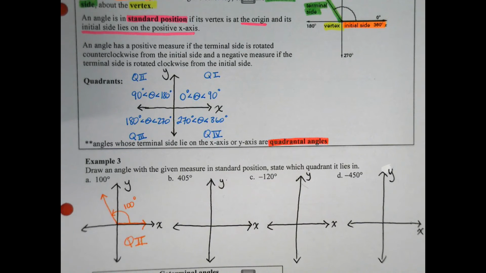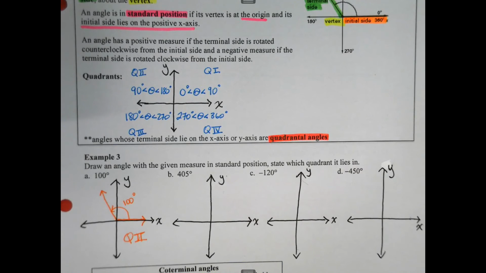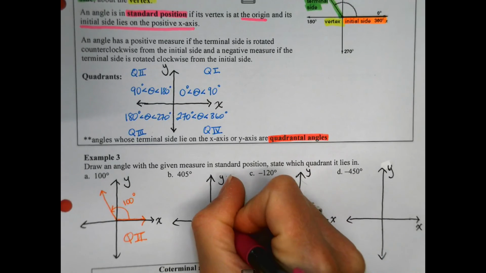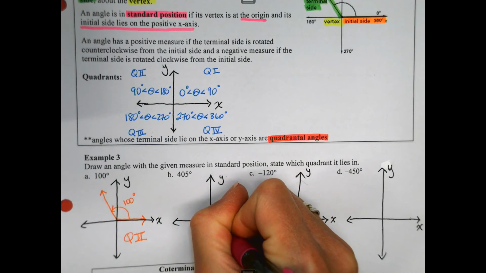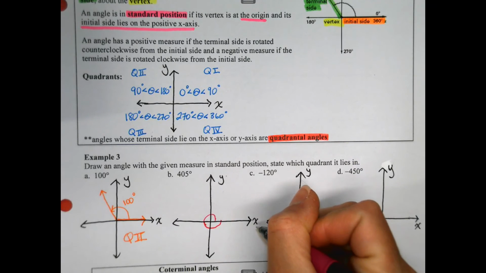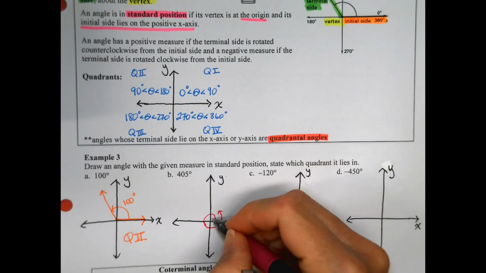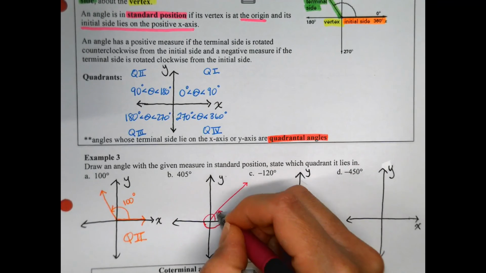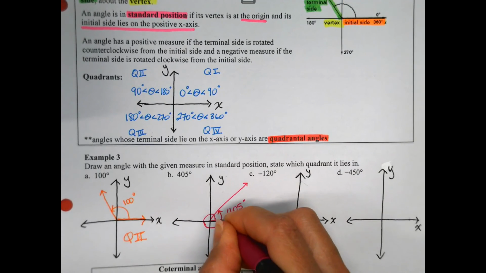B is an angle of 405 degrees. 405 degrees is more than 360. That tells us that our angle rotates more than one full rotation. It starts on the positive x-axis and it rotates one rotation in the counterclockwise direction. That's 360 degrees. And then it keeps going another 45 degrees. And so it ends here in quadrant number 1. So that angle is 405 degrees.